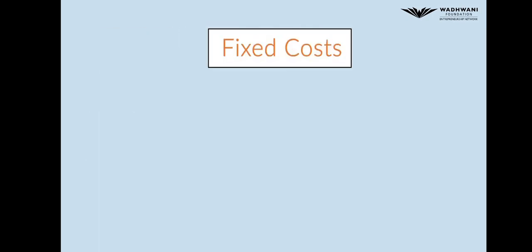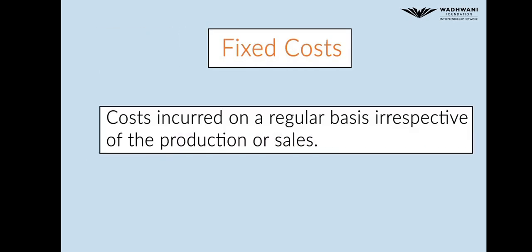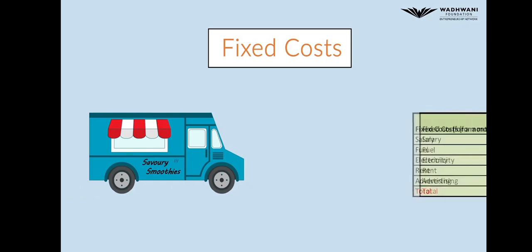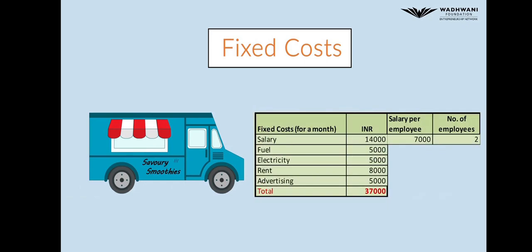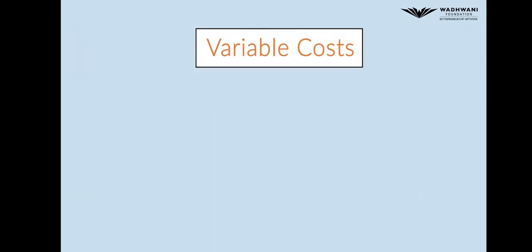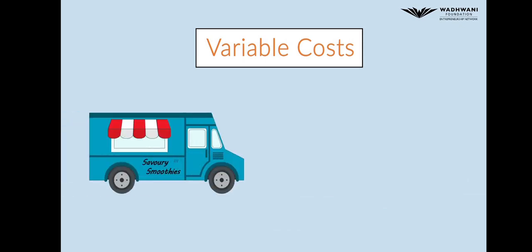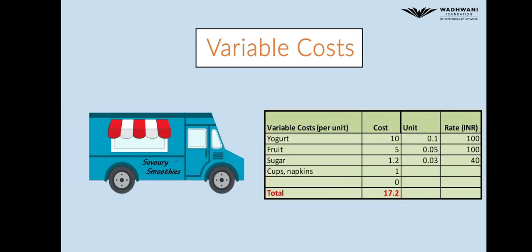Fixed costs are the expenses incurred regularly, irrespective of how much you sell or how much you produce. Fixed costs are usually calculated for a month. For the smoothie business, your fixed costs will be fuel, salaries and electricity. Variable costs are costs that depend on the number of units produced and sold. In our example, the variable cost will be raw material consumed such as yogurt, sugar, cups and spoons.